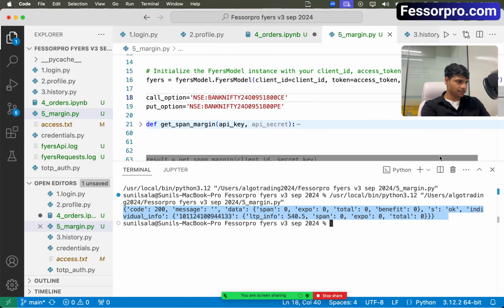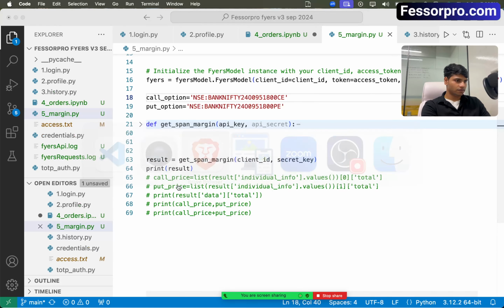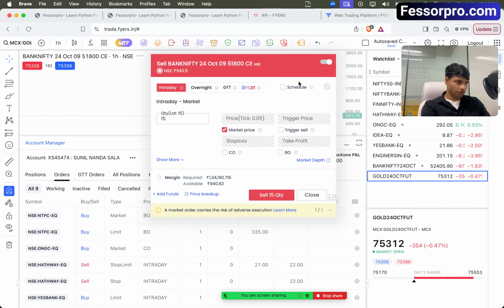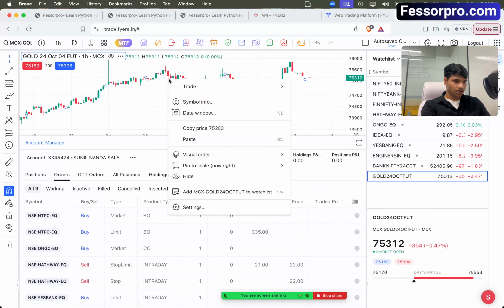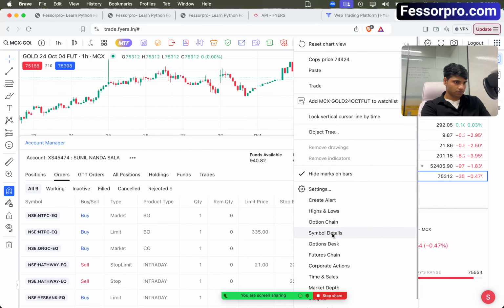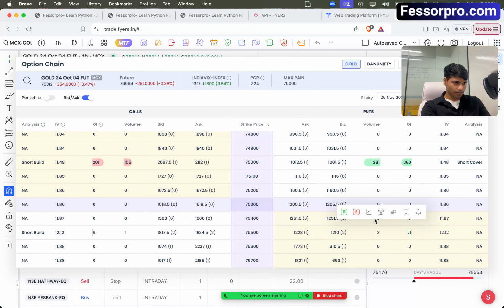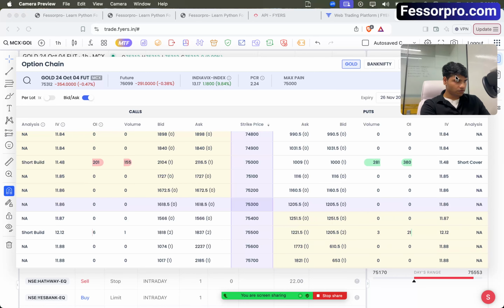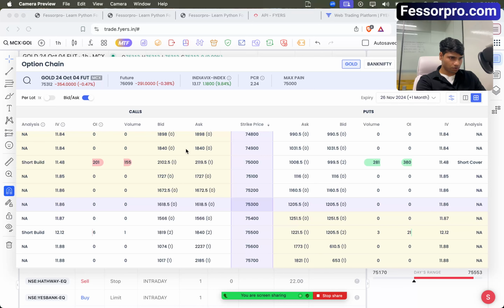So let's do one thing. Let's take an example of the market that is open, that is gold, MCX. Okay. So I'll just click on option chain. We don't have enough liquidity here. October 4, right? Okay, no problem. So we'll go for this 75,000. Okay, I'll just click on this.